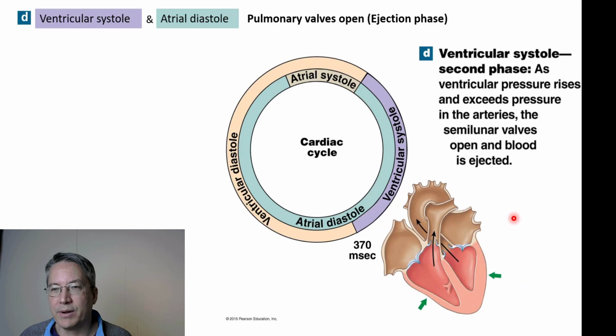In the next phase, partway through ventricular systole, the pressure becomes higher in the ventricles compared to the arteries. The left ventricular pressure is higher than the aortic pressure. The right ventricular pressure is higher than the pressure in the pulmonary trunk. Therefore, the semilunar valves on both sides of the heart open and blood is ejected. The blood ejected into the aorta goes into systemic circulation. The blood ejected into the pulmonary trunk goes into the pulmonary circulation. Because the blood leaves the heart during this phase, it is called the ejection phase.